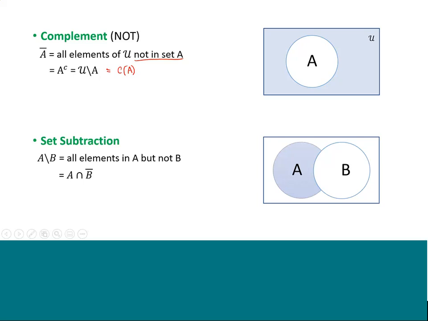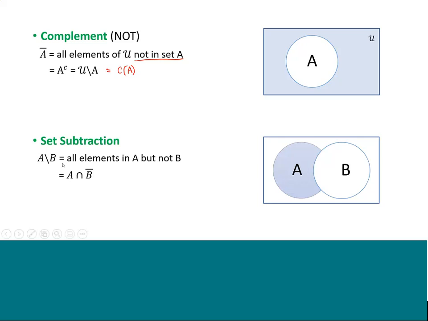So everybody not inside of set A. Don't overthink it. It's just the guys not in A. Now, set subtraction, you don't actually do integer subtraction. Set subtraction is where you remove elements from the set. So it can be defined or written out in two basic ways.